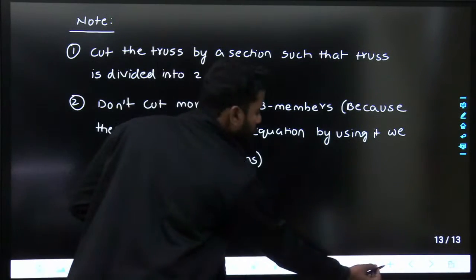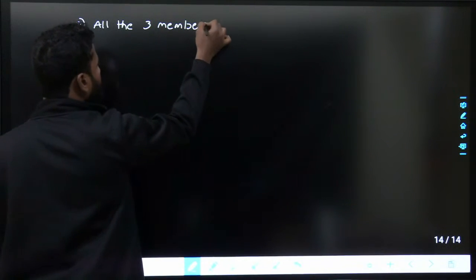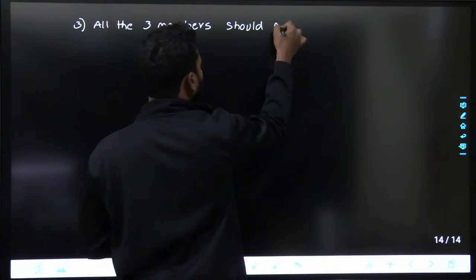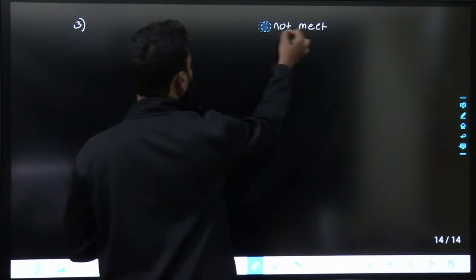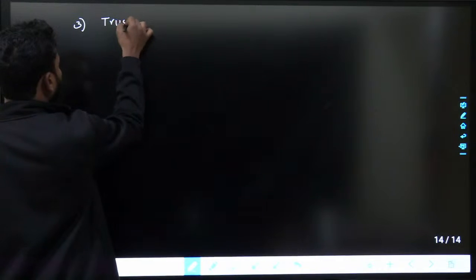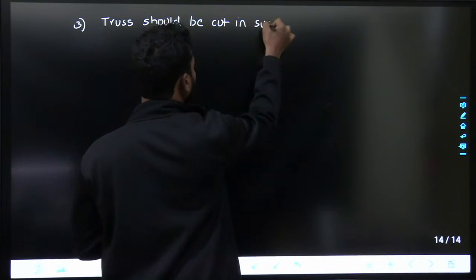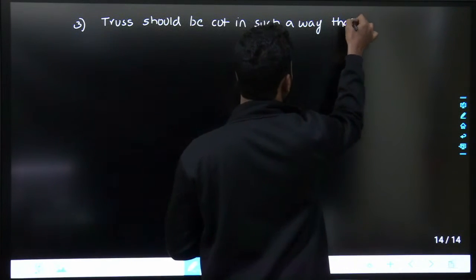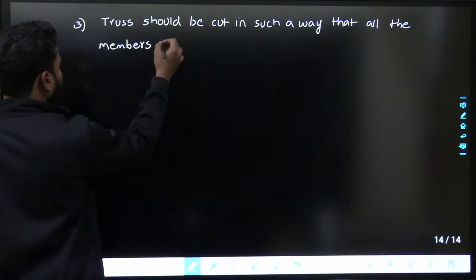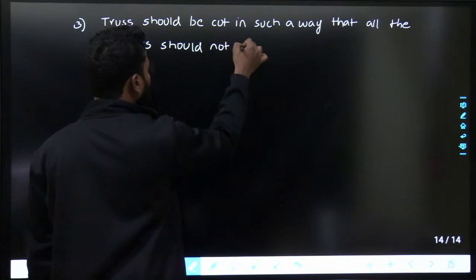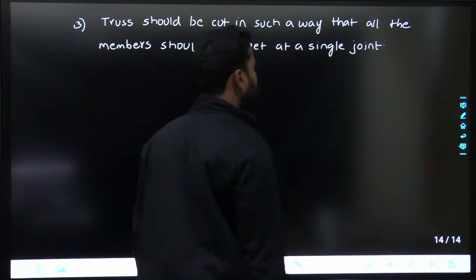Fine. Next, all the 3 members should not meet at a single joint. The truss should be cut in such a way that all the 3 members should not meet at a single joint.